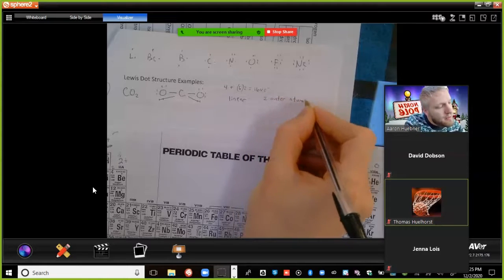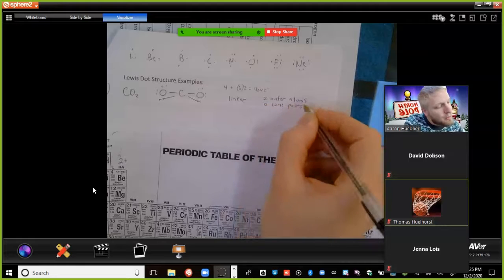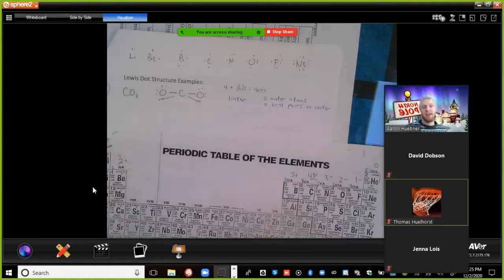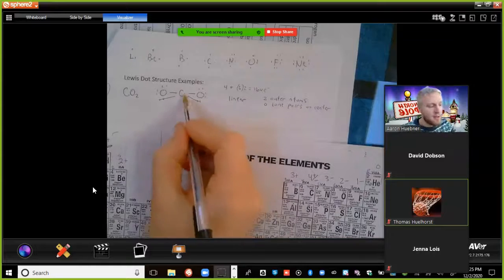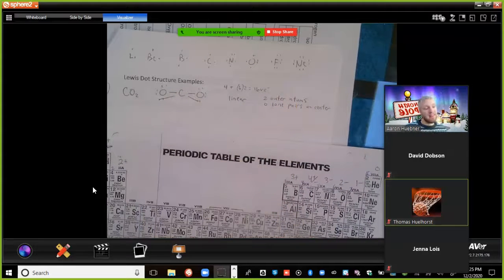Outer atoms, 0 lone pairs. And when I'm talking about lone pairs, I'm talking about on the center atom. So 0 lone pairs on the center atom. None. They're all bonding pairs. But I do have 2 outer atoms, 1, 2, so it has to be linear.